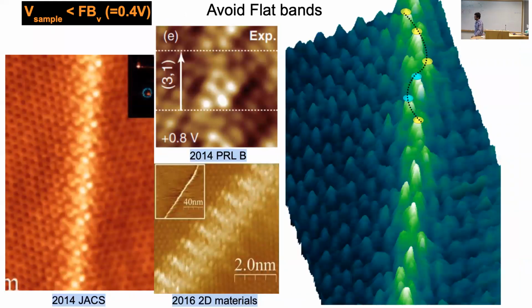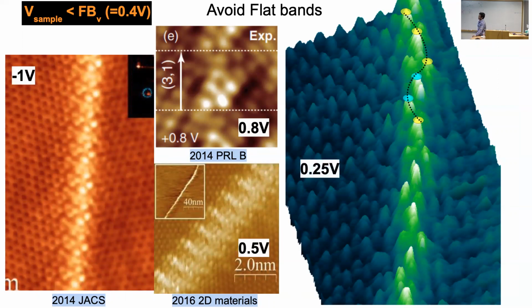Now, coming back to the same image, maybe it's my arrogance that I keep coming back comparing my STM image with these guys, but let me point out what was the mistake that they made. Let's find out the sample bias that they used. -1 volt, 0.8 volts, 0.5 volts. The flat band lies at 0.4 volts, and you're supposed to avoid the flat band. And this was the trick that helped me in imaging these kinds of grain boundaries.